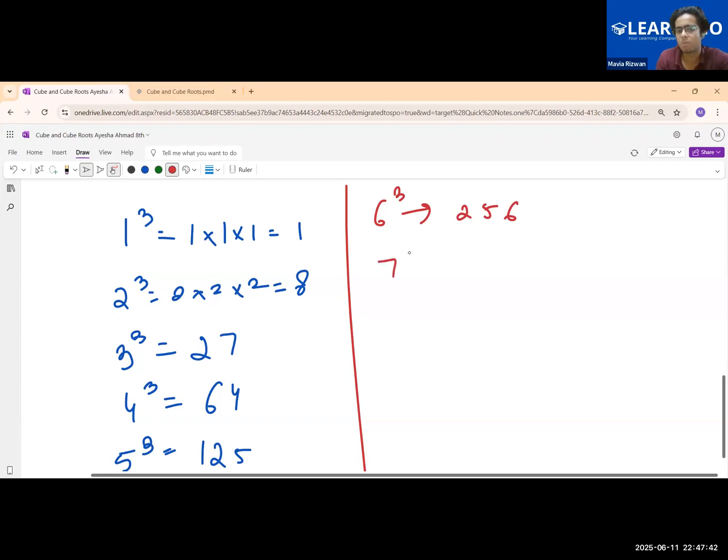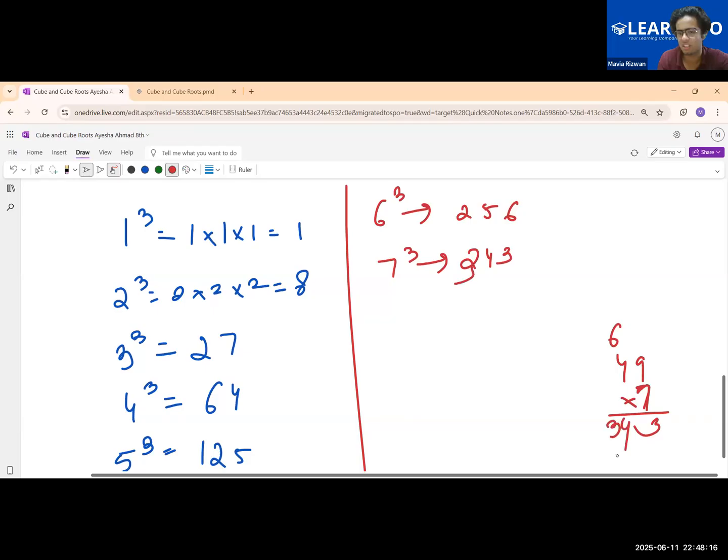7 cube, bache. 7 7 is 49 and 49 into 7. 9 7 is 63. 7 4 is 28 plus 6, that is 34. So this is 343. Got it?